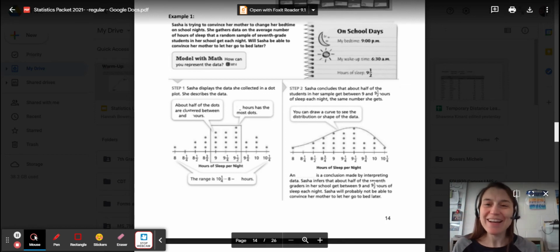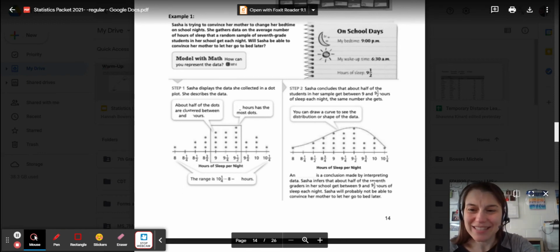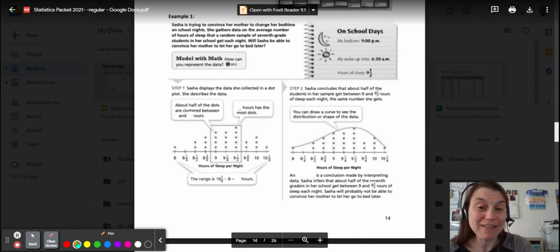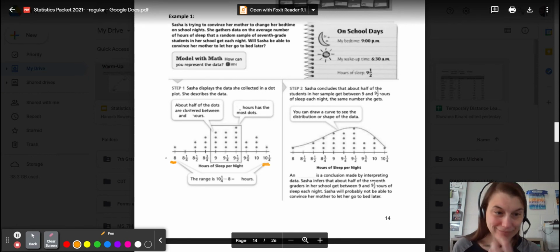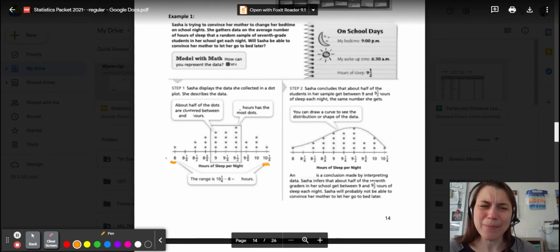Anyway, she collects all this data, and this is a very healthy school with people who have lots of sleep. There's a person here who gets 10.25 hours of sleep. Do you see that in the dot plot? 10.25 hours of sleep. What time are they going to bed? This person here is getting about 8 hours of sleep. How many of you are getting 10.25 hours of sleep every night? If you are, congratulations. Anyway, Sasha displays the data in this dot plot.